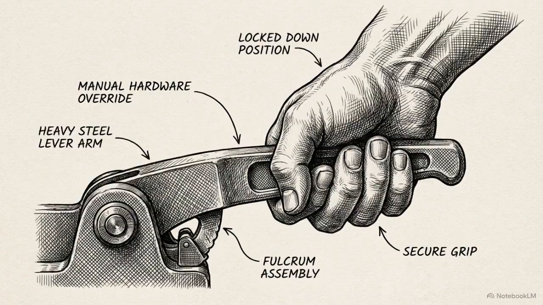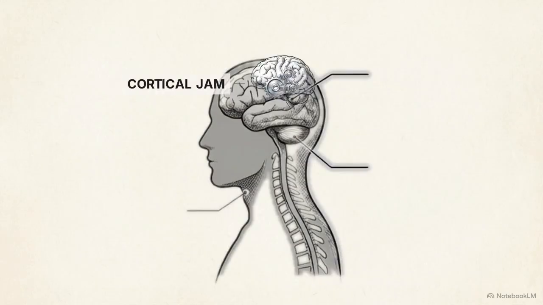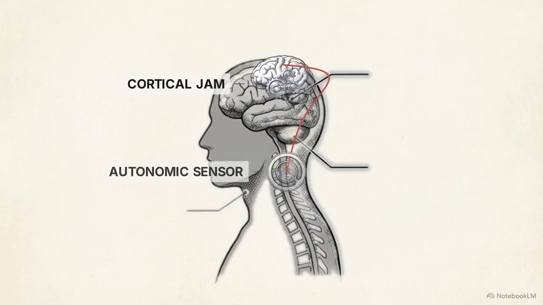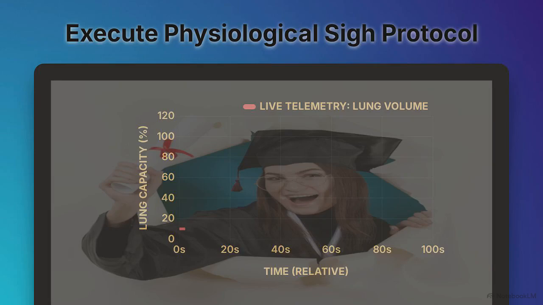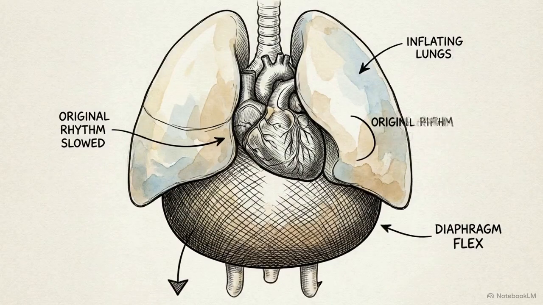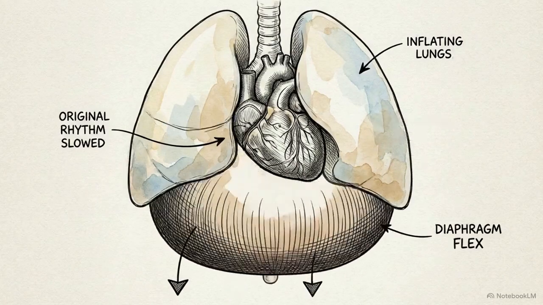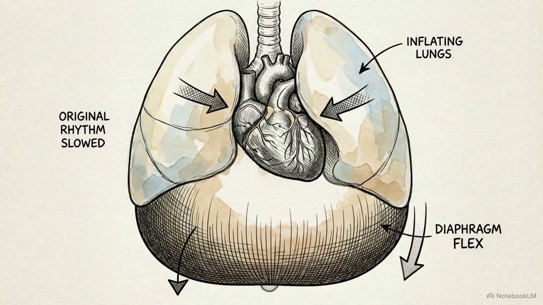To fix a hardware problem, you must pull physical levers. You have to bypass the cognitive mind and manipulate the body's sensors directly. The fastest hardwired lever is the physiological sigh. 2 inhales followed by 1 long extended exhale. This protocol exploits a mechanical link between the diaphragm and the heart, instantly forcing the heart rate to slow.